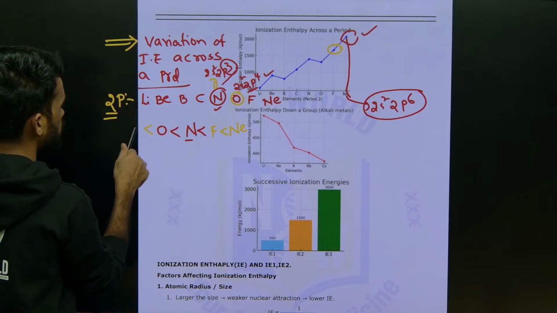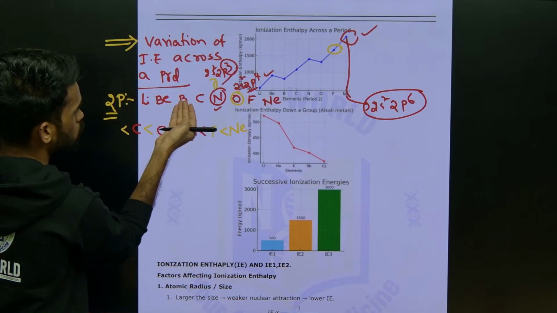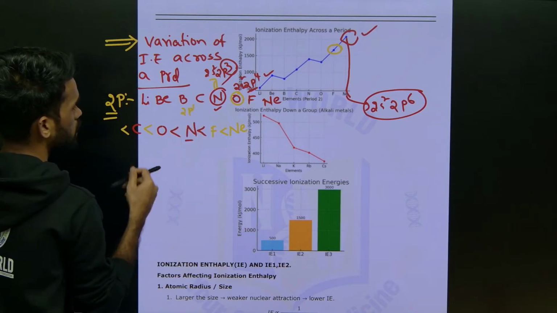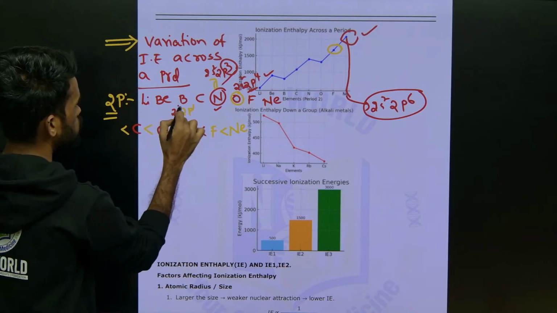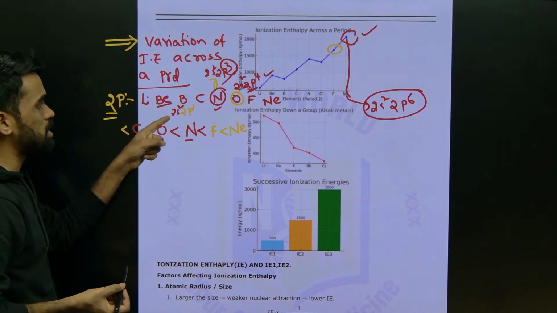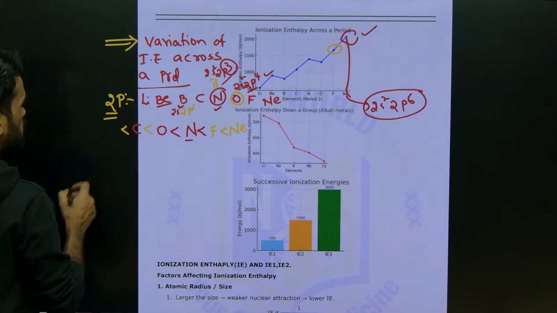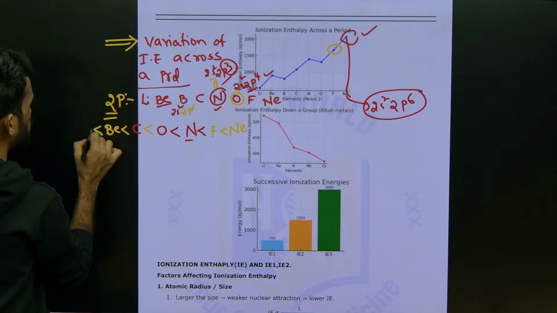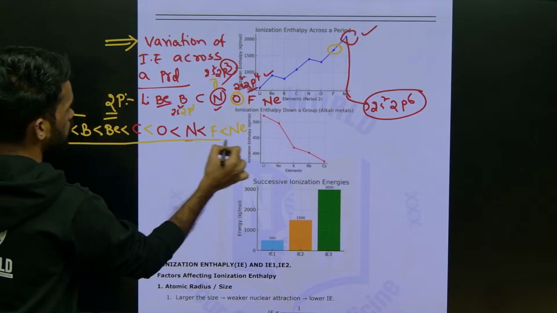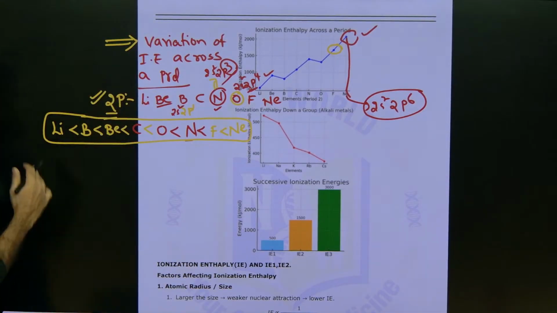After this, carbon, we have boron and beryllium. Boron has 2p1 electronic configuration at the end after 2s2, but beryllium has only 2s2. So removal of an electron from the s orbital is difficult when compared with p1. So that's why beryllium is greater than boron, and the least is for lithium. So this is the order. If you write this order in the exam along with the explanation, definitely you are going to get good marks.